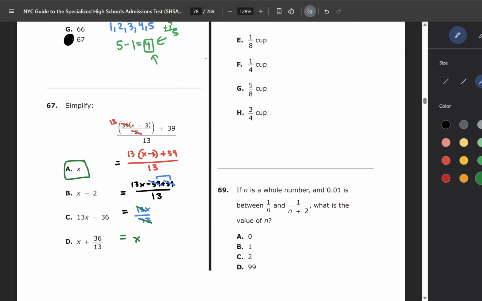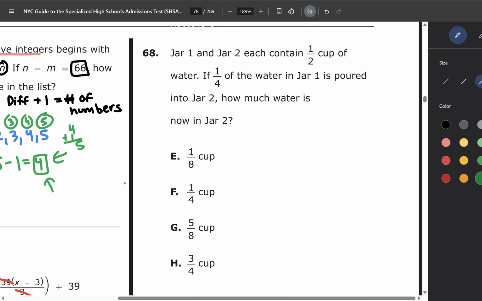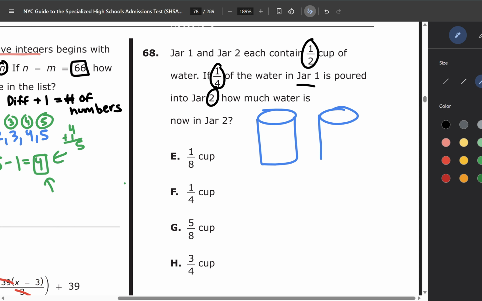All right, cool. Next, question 68. Jar 1 and jar 2 each contain 1/2 cup of water. If 1/4 of the water in jar 1 is poured into jar 2, how much water now is in jar 2? I'm going to circle all these numbers here. So we're going to visualize this. I think that's the best way to go about this. Obviously, you might not want to draw this on the actual exam because you're not going to have time, but just so you understand, we're going to do it here.